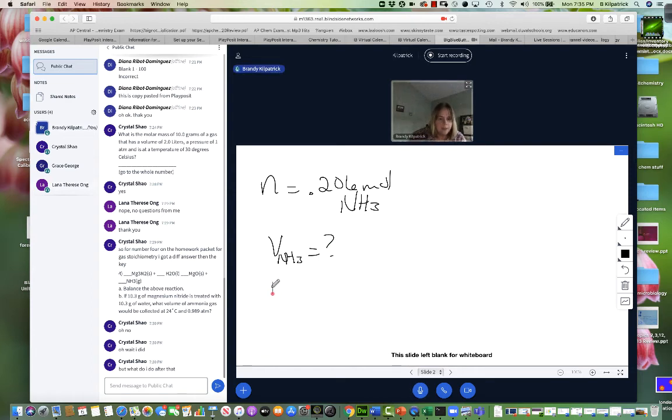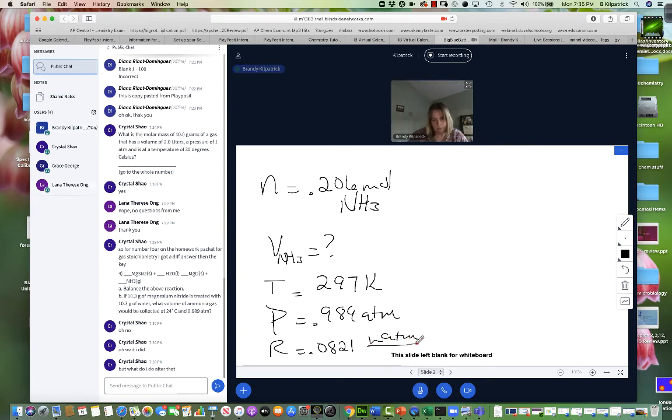Okay, my temperature is 24 degrees Celsius, so that's going to be 297 Kelvin. And then I have a pressure of 0.989 atmospheres. And then I know my R is equal to 0.0821. So everything matches: atmospheres, Kelvin, moles. So now you just plug it into the ideal gas law.